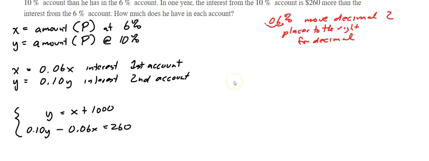Well, to have more than something means that you need to subtract something off from the second number to find out how much more than. Well, we already have that. We know that this second account has 260 more than this first account. So that's why I use the subtraction. Well, they're nice enough here to go and give us a y equals.